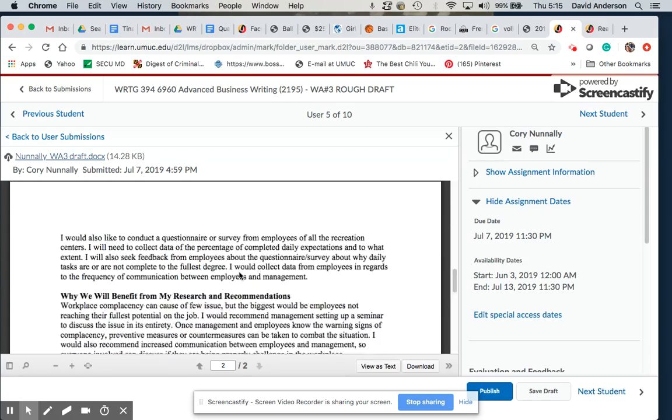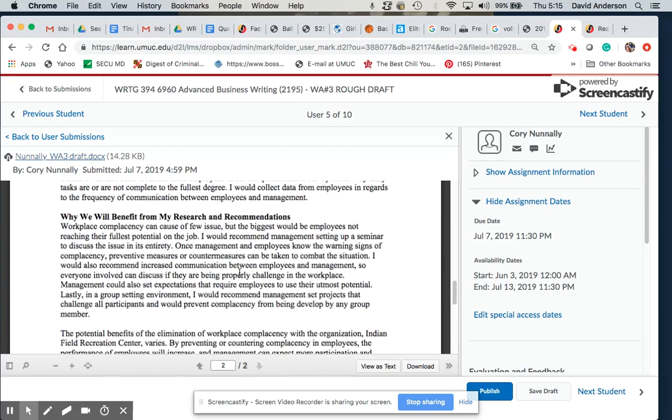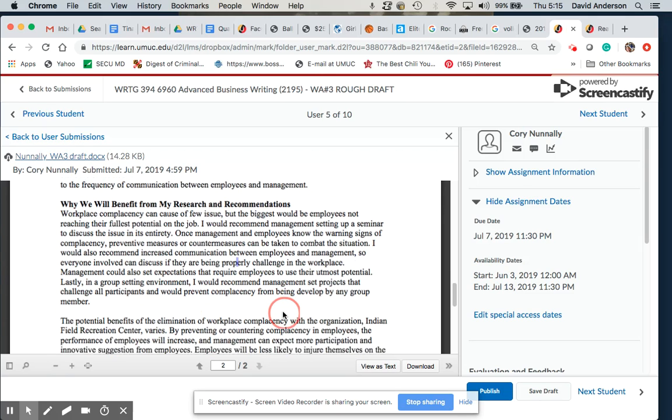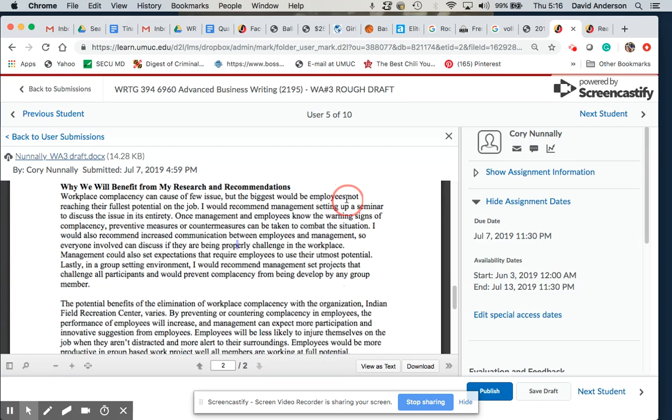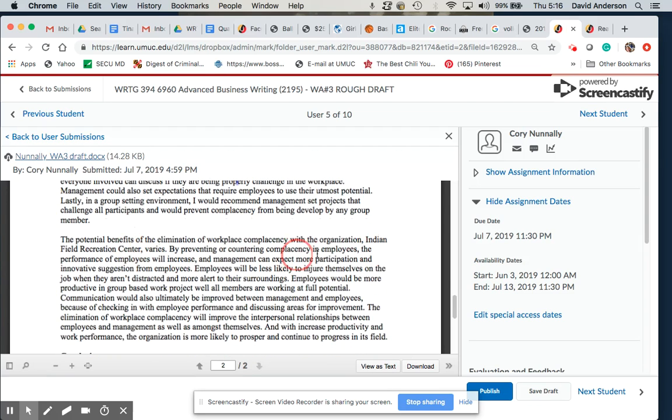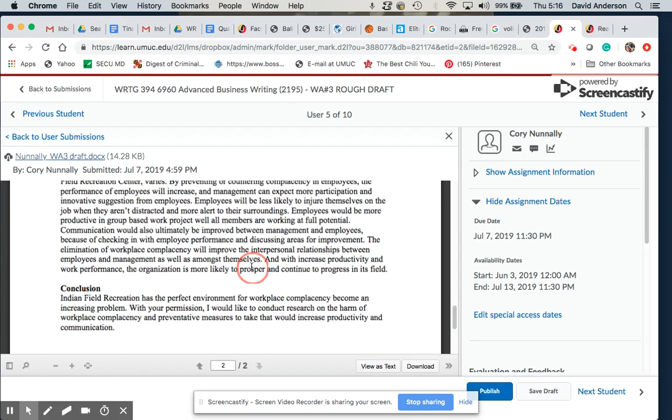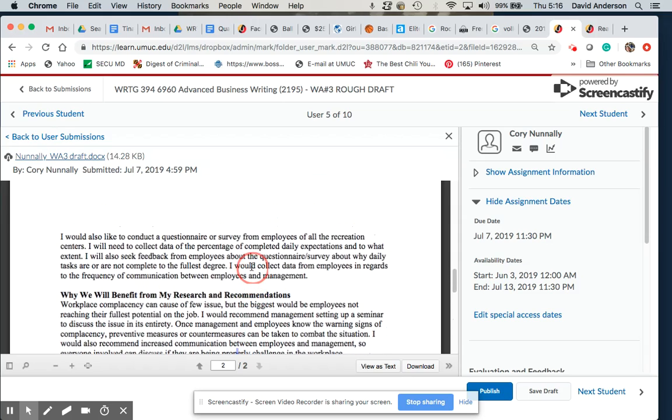Because down here in your how will we benefit, I recommend management setting up a seminar to discuss the issue. So here you're telling me you'd like for management to investigate it a little further. I'd recommend management set up projects, challenges all participants, prevent complacency. So here you're telling me you'd like to look into it further, but here you're telling me you would like to develop some professional development to further enrich employees. So pick which one it is. So here it is. Right. So what I recommend is that you pick one of those. Like I said, I hope I'm clear.